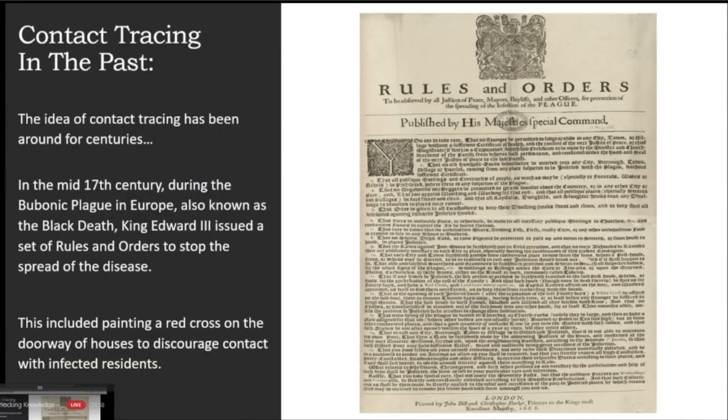Contact tracing in the past. The idea of contact tracing has been around for centuries. In the mid-17th century, during the bubonic plague in Europe, also known as the Black Death, King Edward III issued a set of rules and orders to stop the spread of the disease. This included painting a red cross on the doorway of houses to discourage contact with infected residents.